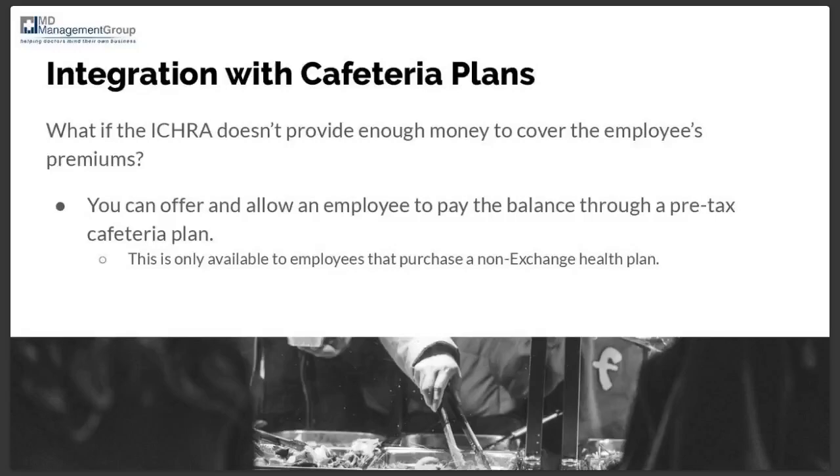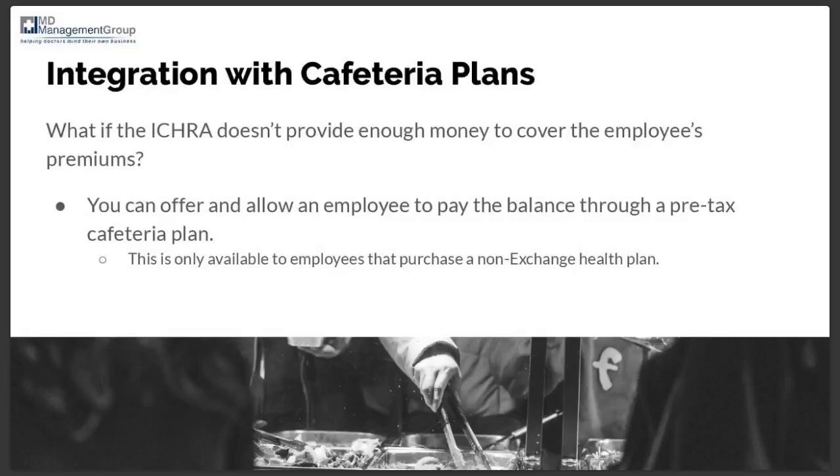And let's say that one of your employees signs up for individual health insurance, and the health insurance is $1,000 a month or $12,000 a year. Well, then obviously they're short the $7,000. They've got to pay for that out of pocket.